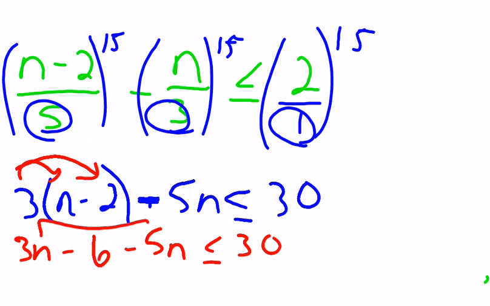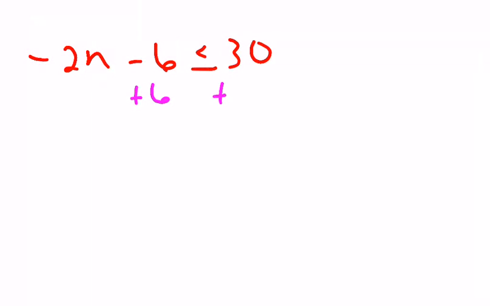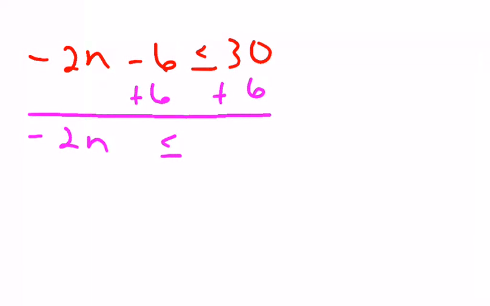We need to combine like terms. So 3n minus 5n is negative 2n minus 6, less than or equal to 30. Give us some more room. Continue to solve, so I need to add 6 to both sides. Negative 2n less than or equal to 36.